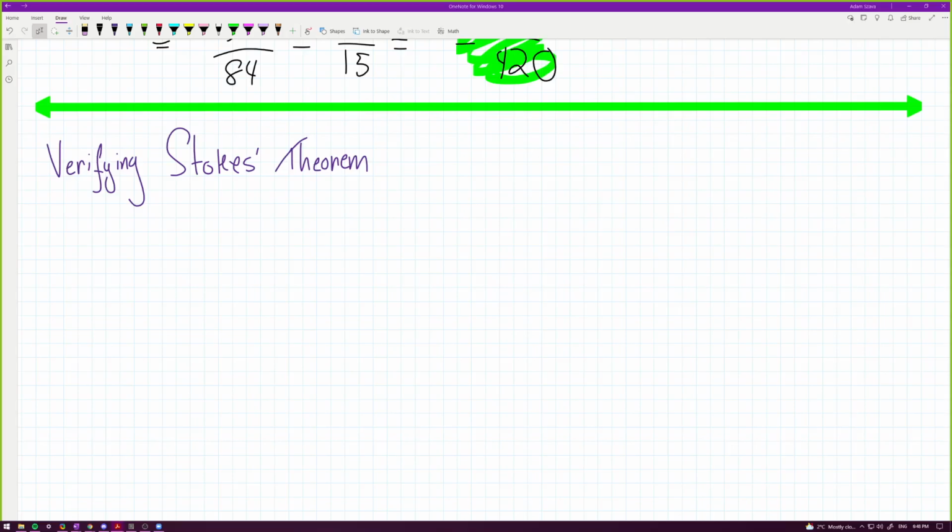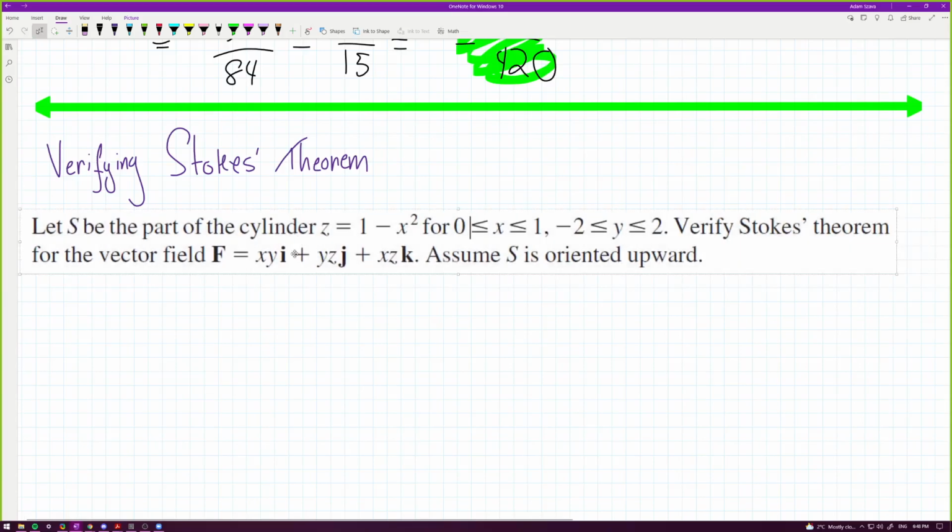But yeah. Okay, so verifying Stokes Theorem. We're going to do that using the following situation. Let S be the part of the cylinder z equals 1 minus x squared for x between 0 and 1, y between -2 and 2. Verify Stokes theorem for the vector field, assuming S is oriented upwards.